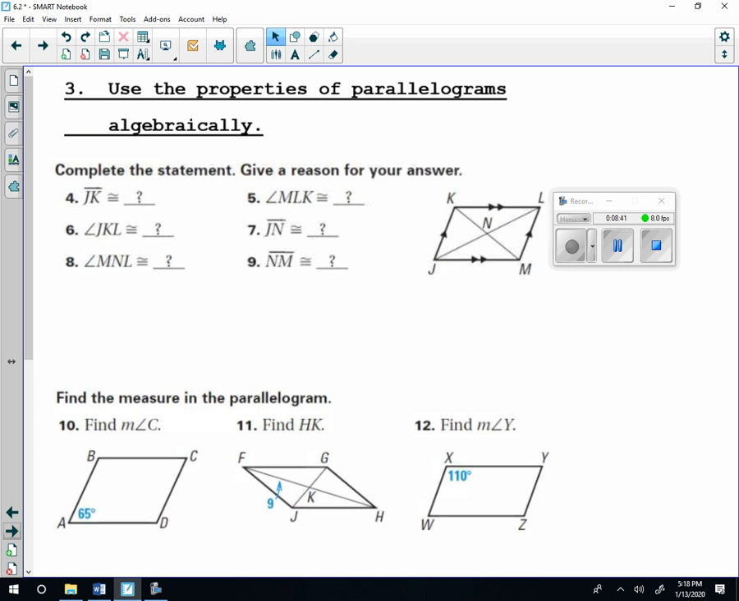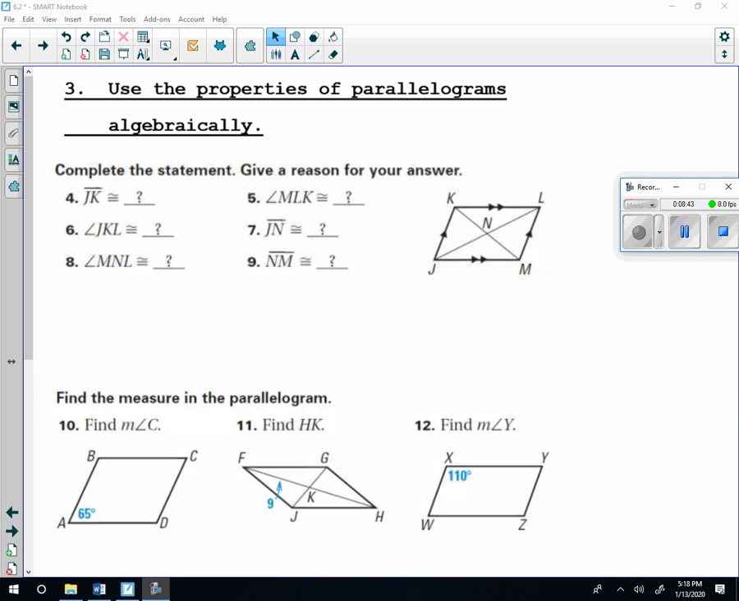Okay, let's use the definition of parallelogram and its properties in some examples. Those directions underneath objective 3 say complete the statement, give a reason for your answer. You can flip back to the previous slide to help you answer these questions. In number 4 it says segment JK is congruent to what segment? Well, it would have to be congruent to segment LM because in a parallelogram, opposite sides are congruent. So the blank there would be segment LM.